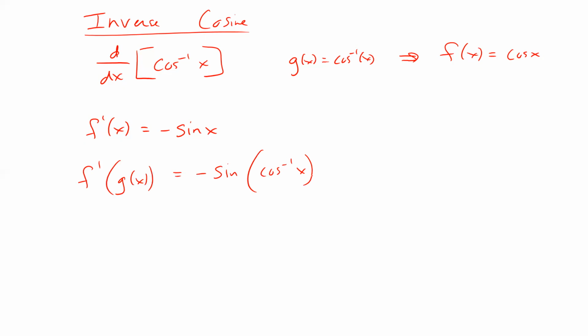Okay, so let's set up our little triangle now. We know it's exactly the same. It's just that now the adjacent is x, and we want to find the opposite. And the hypotenuse is still 1. So that's x, that's 1, and this little value right over here.